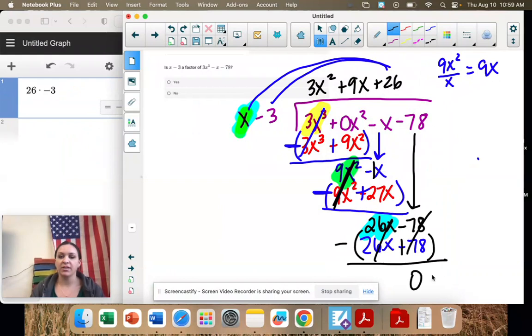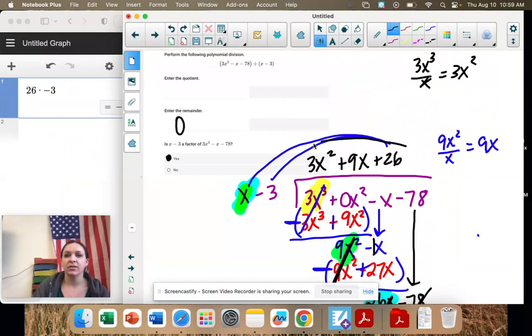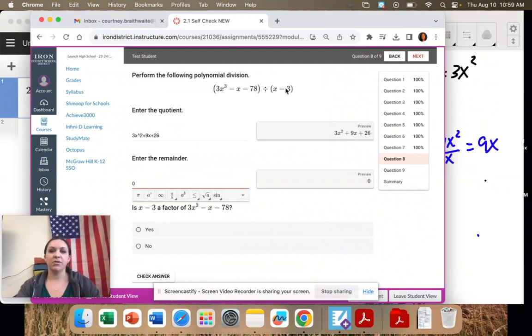They're both going to cancel. Remainder of 0. That means it is a factor. And there's our quotient. So 3x squared plus 9x plus 26. When the remainder is 0, that means x minus 3 is a factor.